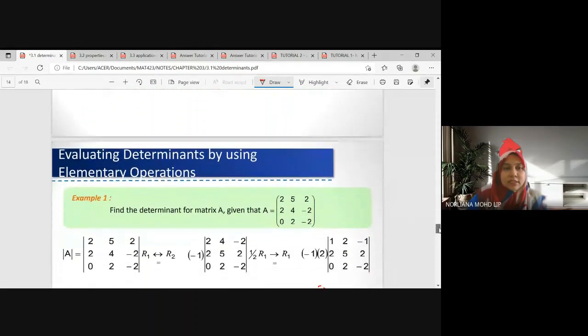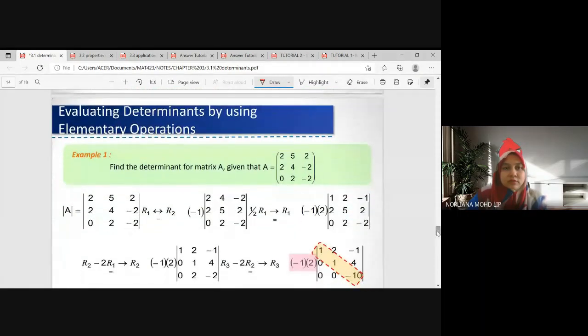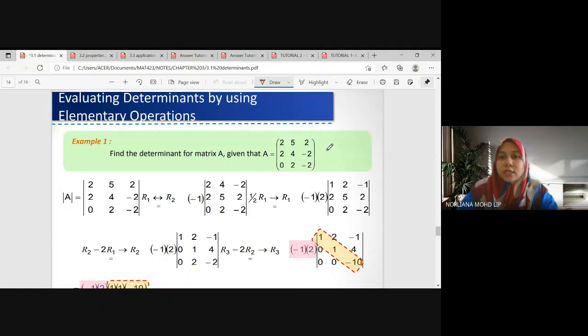Look at this example. Find the determinant of matrix A using elementary operations. We have to reduce this matrix A into a triangular matrix.